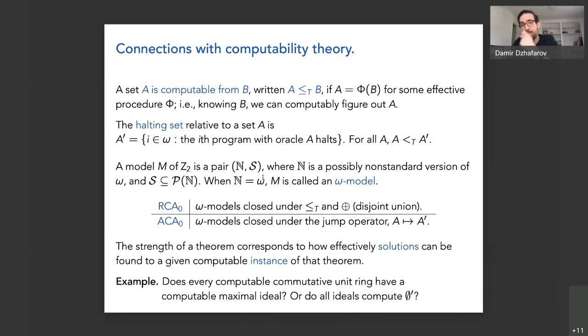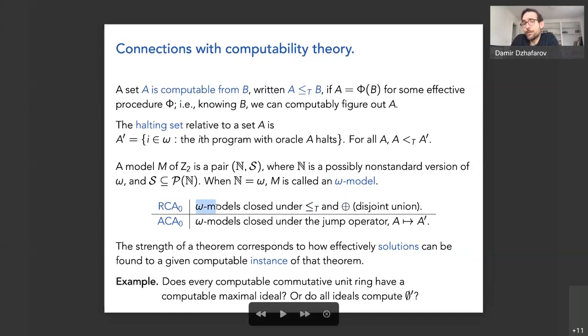If we're looking at these standard models, typically we call those omega models, just to emphasize that the universe is omega. It's the natural numbers with the order type omega. So for example, if we look at that base system RCA0, we can characterize the omega models as exactly those collections of sets that are closed under Turing reducibility. So if something is in my model, anything computable from it is in the model. And this join operation, which just says if you have two sets, their disjoint union is also in the model.